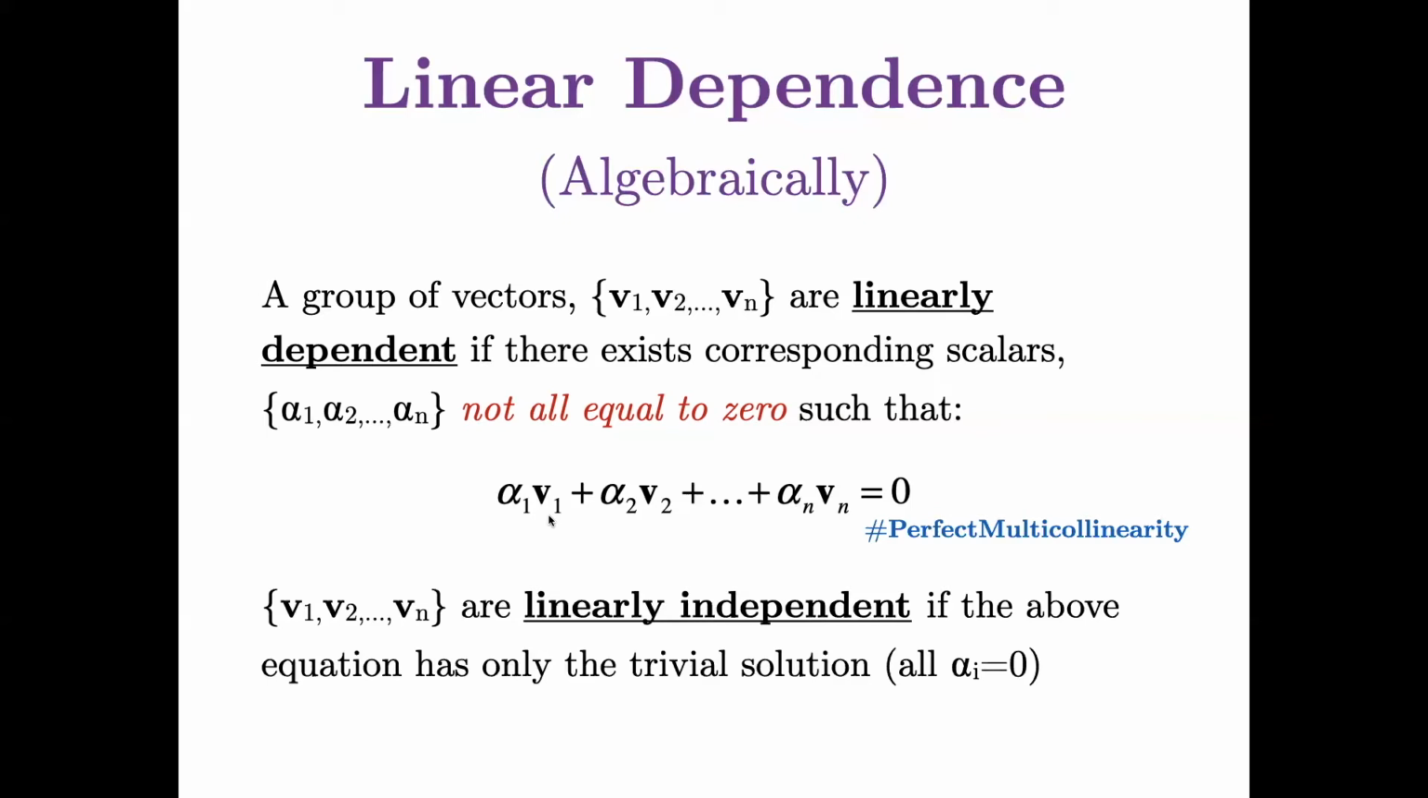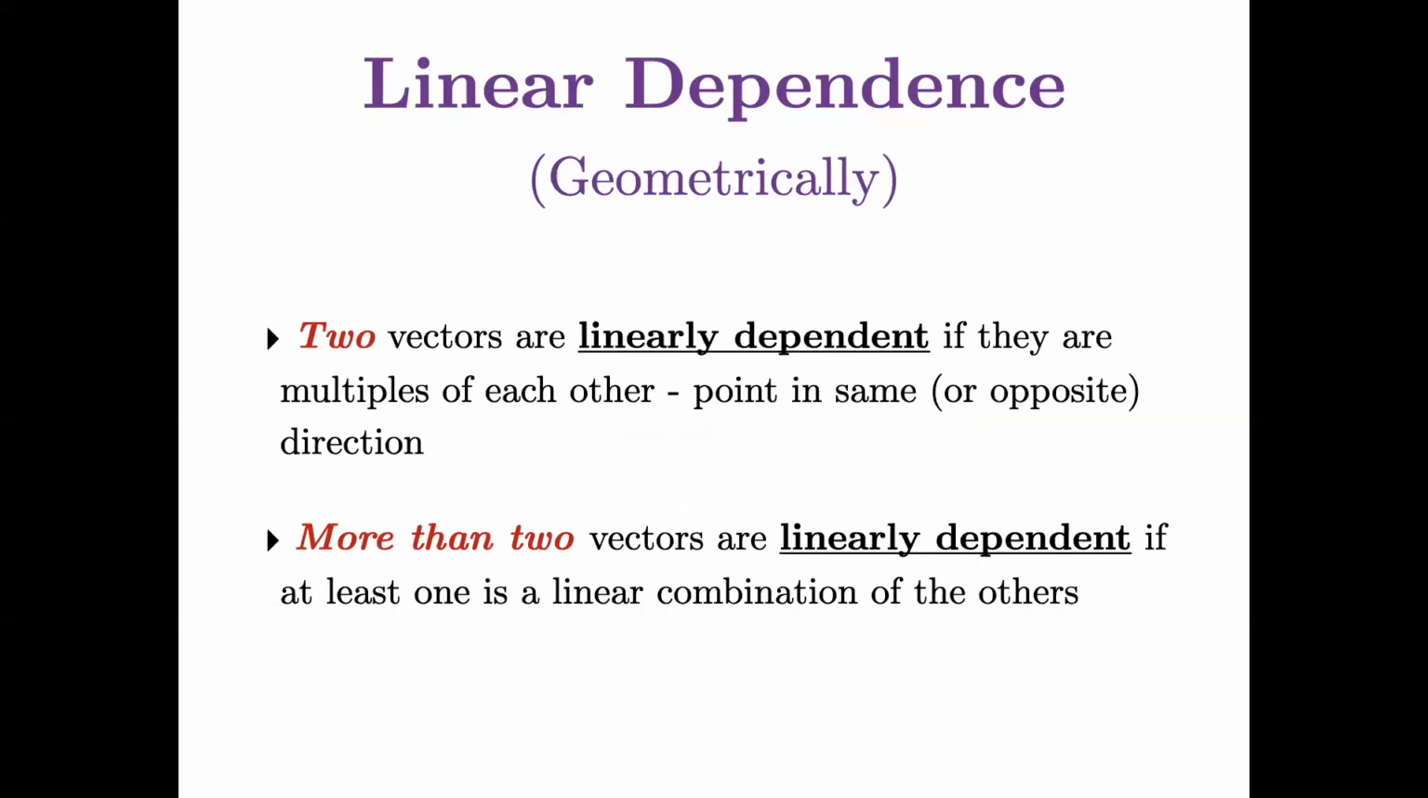But now let's talk about linear dependence geometrically, which is something we haven't quite done yet. Two vectors are linearly dependent if they're multiples of each other. So if they point in the same or the exact opposite direction. An example in real data of two vectors that are linearly dependent would be time measured in minutes and time measured in seconds. Obviously, there are 60 seconds in every minute, so if I multiply time in minutes by 60, I would get the time in seconds.